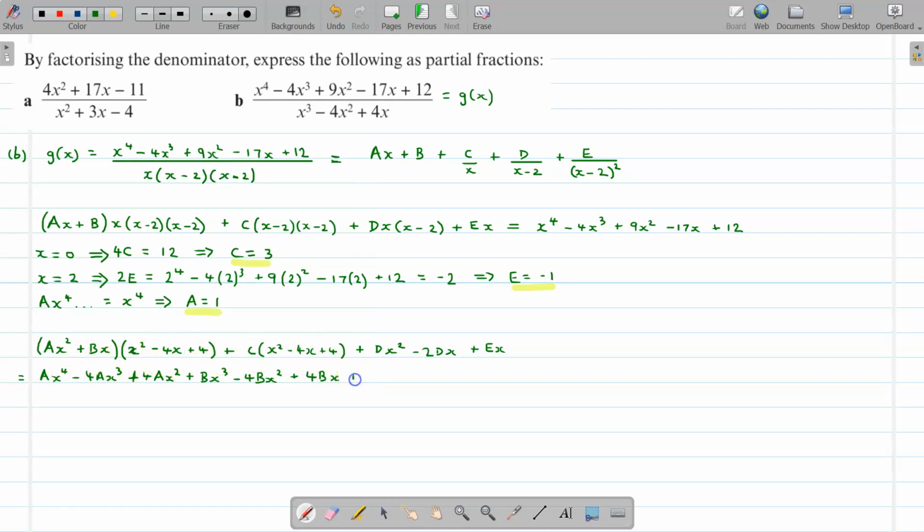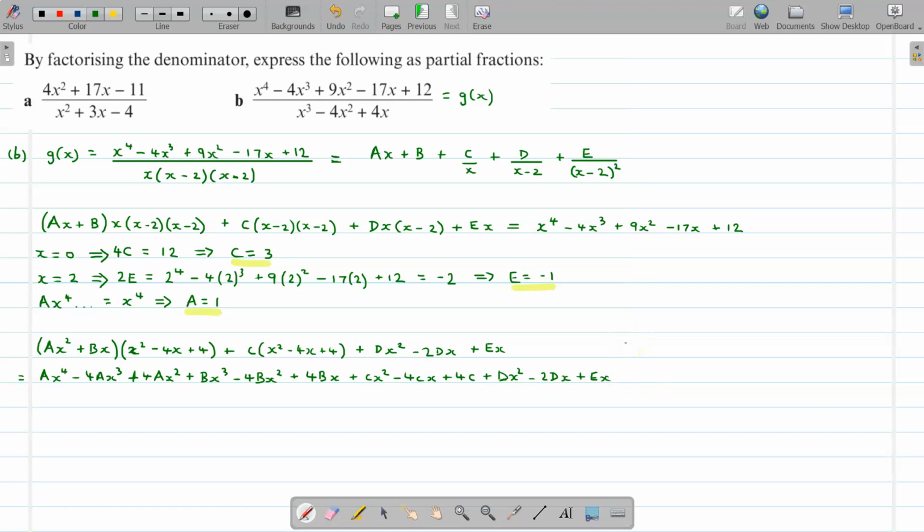It gets a bit easier now because I've got cx squared, minus 4cx, plus 4c. And then I go on to the d terms, which are already done for us, plus dx squared, minus 2dx, plus ex.